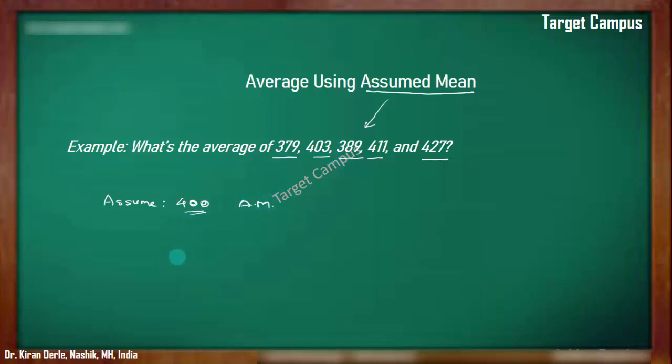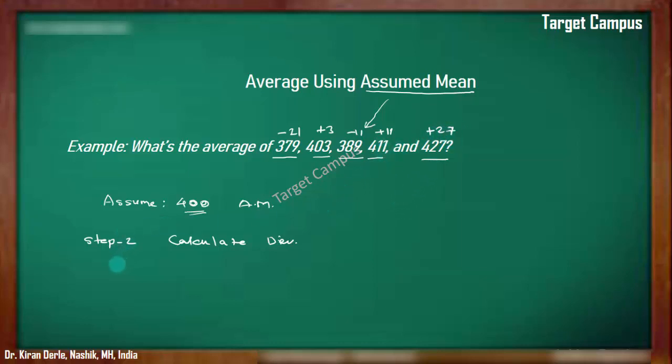Now the next step, let's say step 2, we'll calculate deviations. What are deviations? We calculate deviations from the assumed average, right? So 379 is how far from 400? It is minus 27, right? 403 is plus 3 from this assumed mean. 389 is minus 11. 411 is plus 11 from the 400, and 427 is 27 plus from this assumed mean, right?